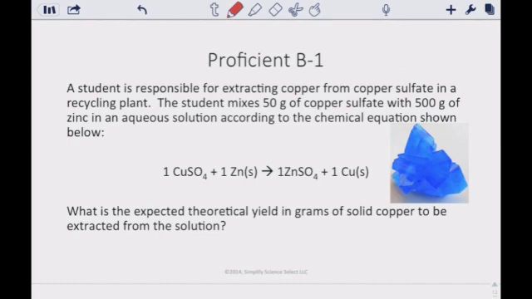So let's just go straight into an example. It says that a student is responsible for extracting copper from copper sulfate in a recycling plant. The student mixes 50 grams of copper sulfate with 500 grams of zinc in an aqueous solution according to the chemical equation shown below. What is the expected theoretical yield in grams of solid copper to be extracted from the solution? So when we're looking at this, we see, hey, it's already balanced. It's a 1-to-1-to-1 ratio.